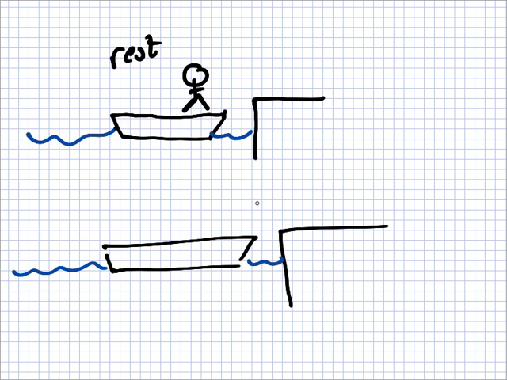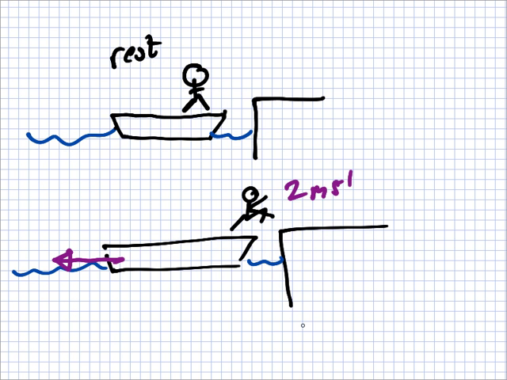This physics student... How do I draw someone walking? There we go, okay. He's jumping off at a speed of 2 meters per second. Now, you might have noticed this before, but what happens is the boat moves backwards.